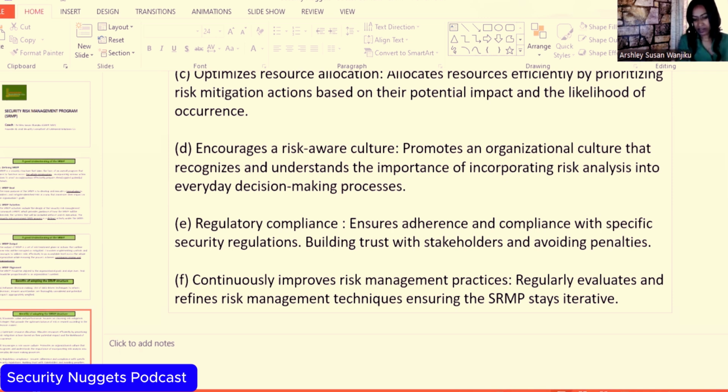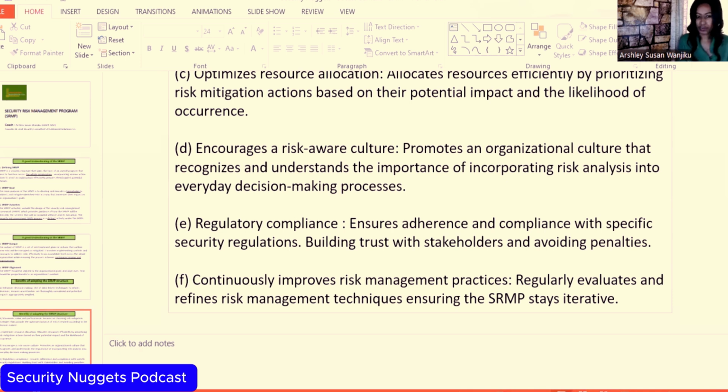Now, the other benefit is that there is continuous improvement of security risk management practices, all right? Because the program is regularly evaluated and it is regularly refined, okay?